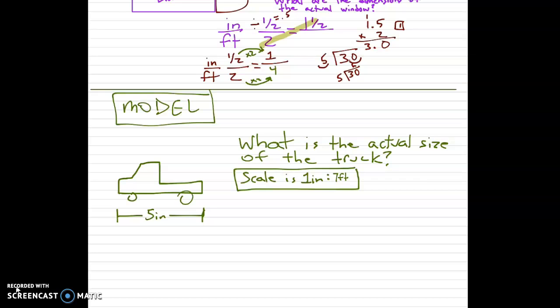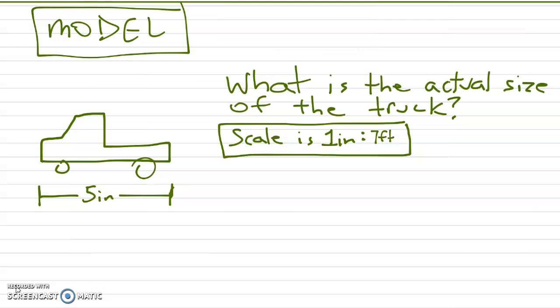Okay, so what two things are we talking about here? We're talking about inches and feet. Okay, set up your proportion. Remember, you're given 3 out of the 4 items that you need. The first thing that we have is 1 inch and 7 feet. That's the scale factor. And then the inches in the model is 5.